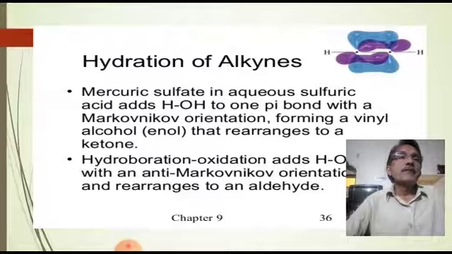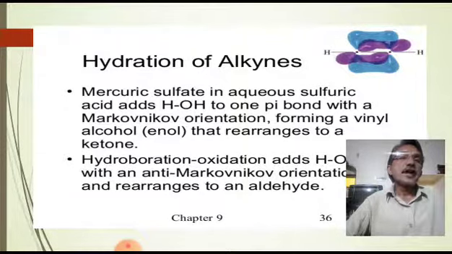Remember, when an alkyne is passed into water in the presence of HgSO4 and sulfuric acid, it forms vinyl alcohol, that is an unsaturated alcohol. This vinyl alcohol undergoes rearrangement to give a stable compound, that is a ketone.